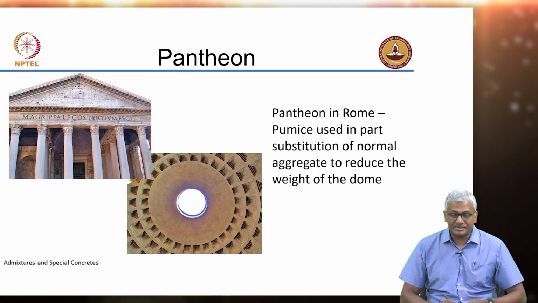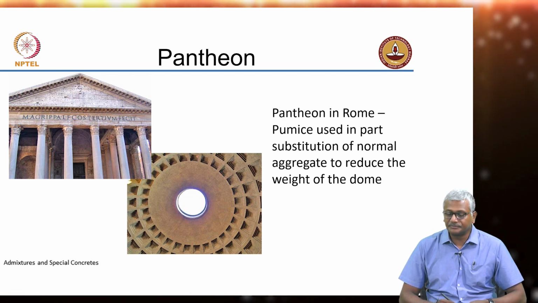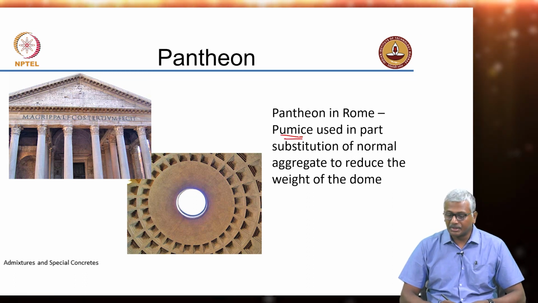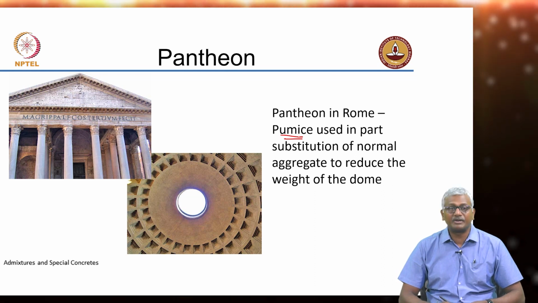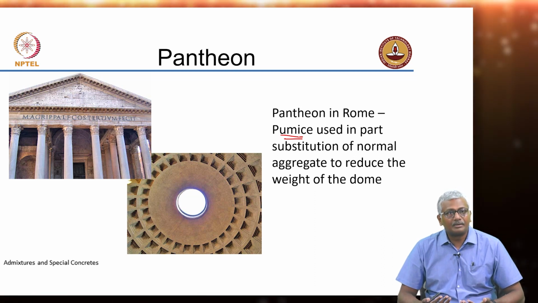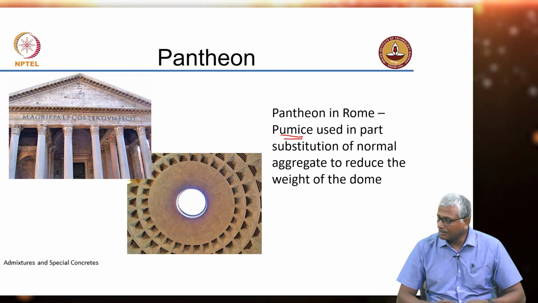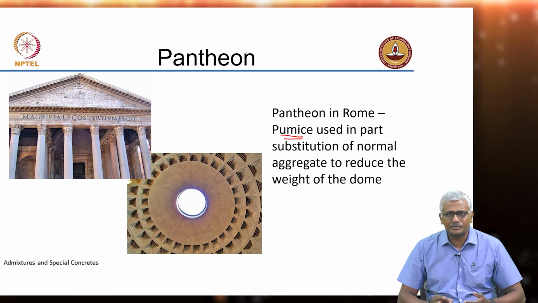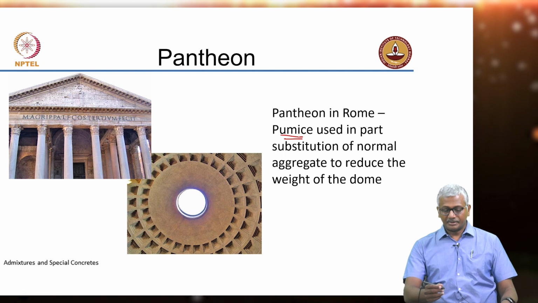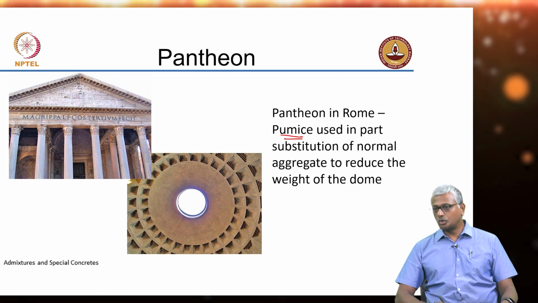Now, of course, one example of lightweight aggregate concrete is the dome of the Pantheon, where naturally occurring pumice was used as a substitution for normal aggregate to reduce the weight of the dome. So, you know that there is no reinforcement in the structure. This is a concrete dome, and it was built, I forgot the time period, 500 AD or something, I am not perfectly clear about the time period, but yes, there is a usage of low density or lightweight concrete in the dome of the structure.